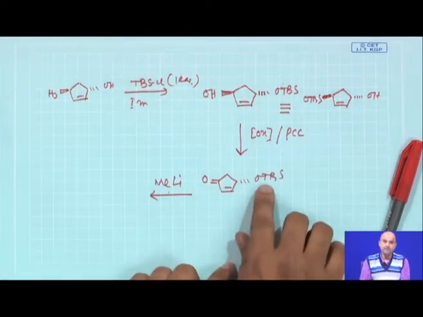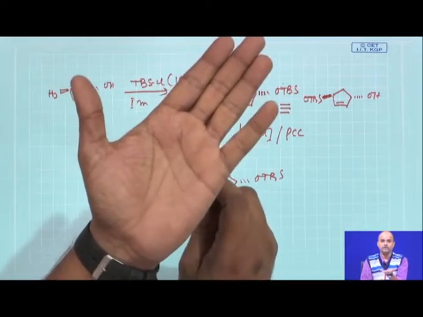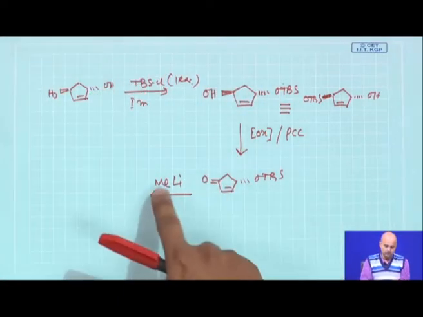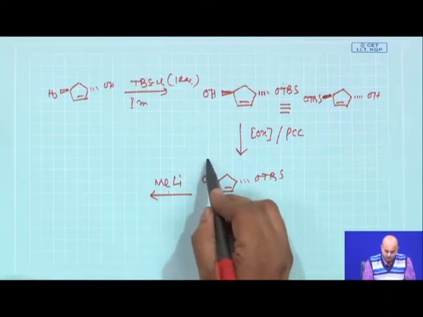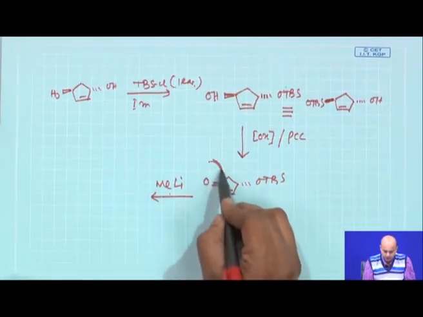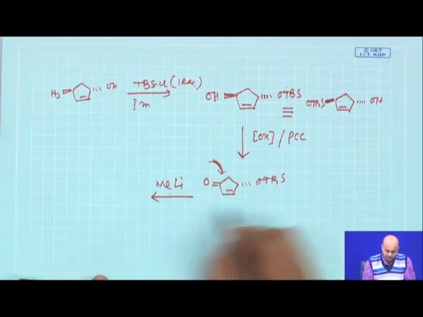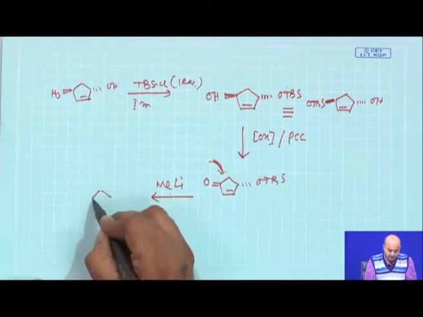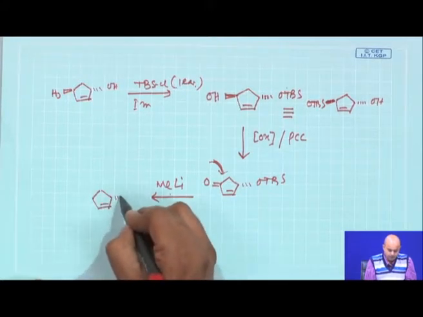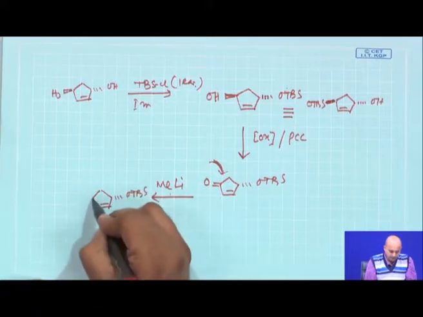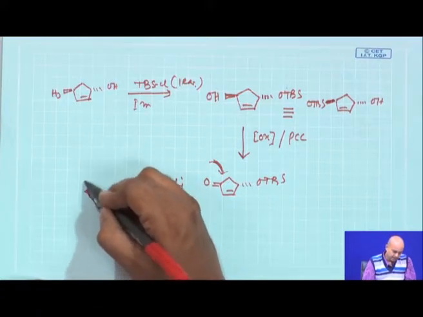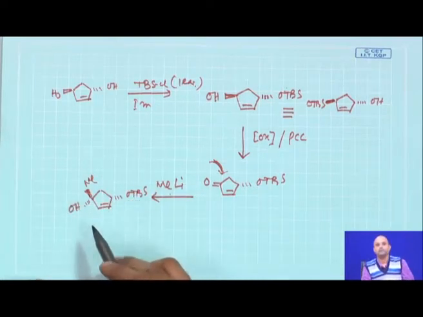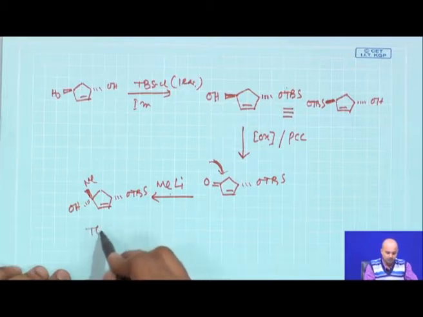Now, see, TBS basically blocks the bottom face. So, the bottom face is blocked by this bulky TBS group. So, methyl lithium has to come from the upper face of this molecule, as the bottom face is blocked by this bulky TBS group. And finally, you see the product which was given to you as a target, where methyl was above the plane. There is no way methyl can come below the plane. That is why the target molecule was given in this way.